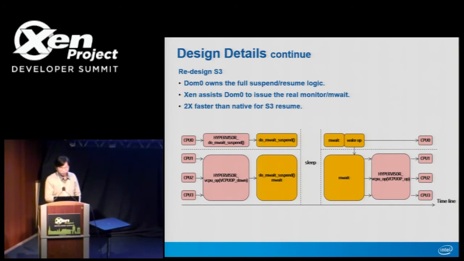It will issue the command to wake up the other CPU from Xen, and Xen will return from the previous hypercall and return to the previous state for the other offline CPUs. After that, all the CPUs are online. In this way, we can get double the speed of native for the E3 region.